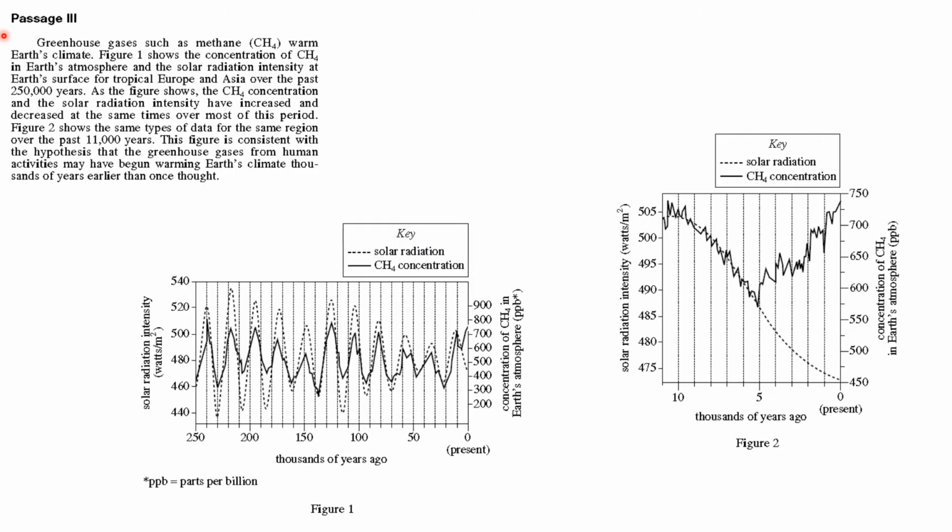So passage 3, greenhouse gases such as methane warm Earth's climate. So we're going to use something with methane. We're not going to read all this because it's a data passage. We have figure 1, which has solar radiation intensity over thousands of years, concentration of CH4 in the atmosphere, and solar radiation and CH4 concentration in these lines as well. And figure 2, solar radiation intensity again, thousands of years, and CH4 concentration. All right, and then we go to the questions.